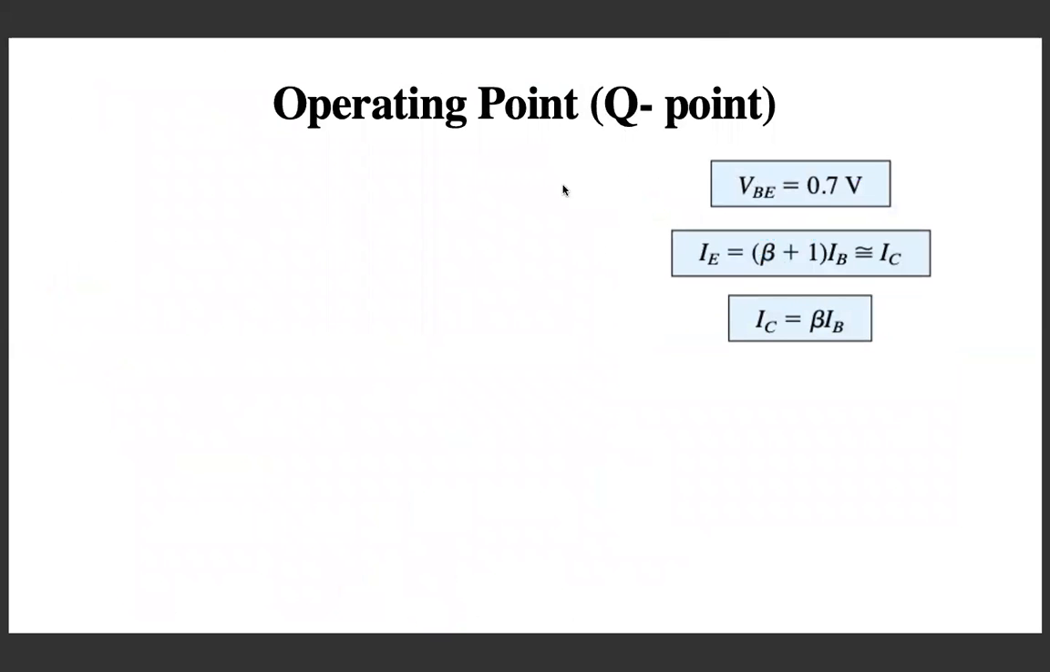Now let's move on to the next topic, which we also did for the diodes, that is the operating point on the characteristics curve of the diode. Now we will discuss the operating point of the transistors. Before discussing that, we have to remember these three basic equations in all of the configurations of the transistor.